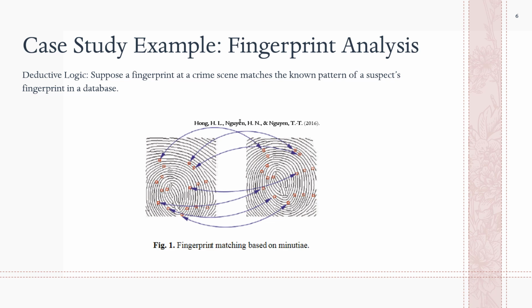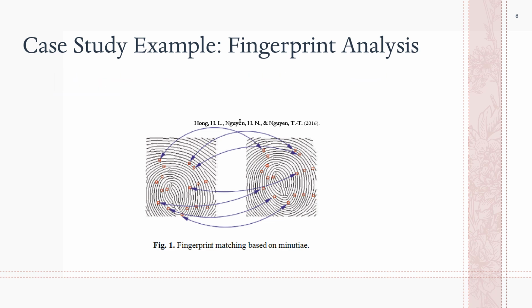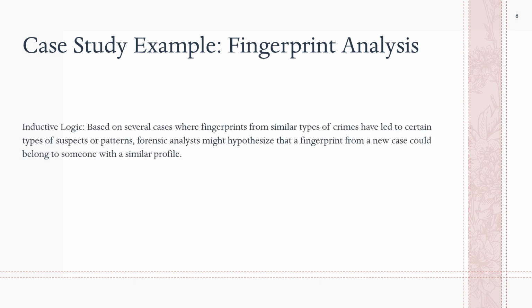Now your inductive is going to be your specific observations that lead to general conclusions. Based on several cases where fingerprints from similar types of crimes have led to certain types of suspects or patterns, forensic analysts might hypothesize that a fingerprint from a new case could belong to someone with a similar profile. Now, this is used if you're dealing with a serial killer or crimes that have happened in different states, but it kind of follows a similar pattern.